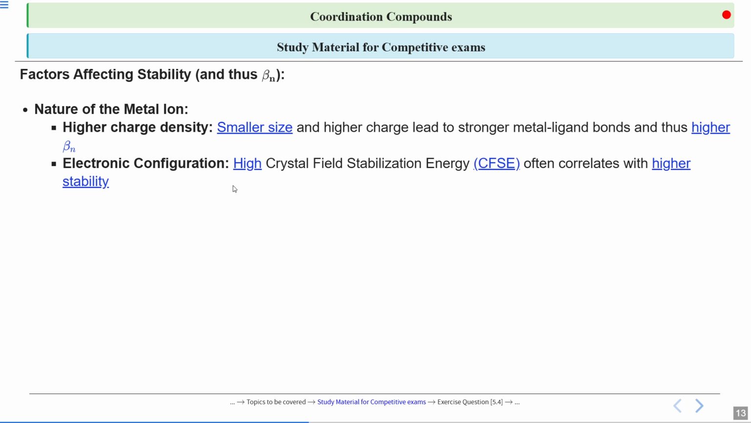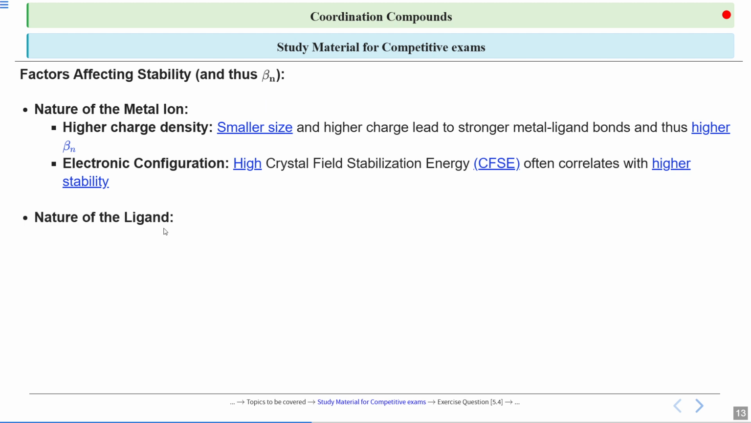Electronic configuration is the second factor. High crystal field stabilization energy often correlates with higher stability. If you have a higher value of CFSE, that means you have higher stability of your complex, so that is also a factor contributing to the stability of the complex, or beta n.